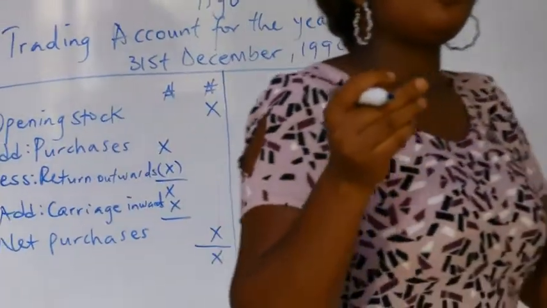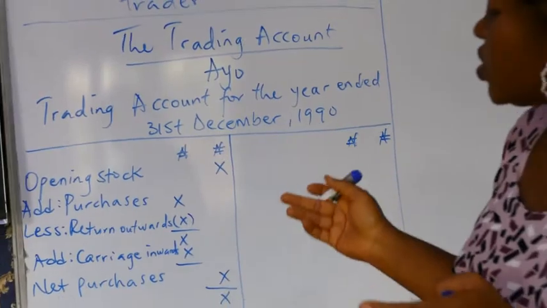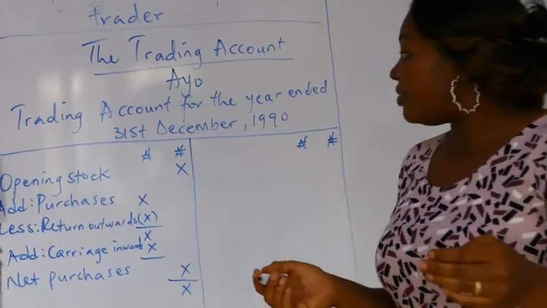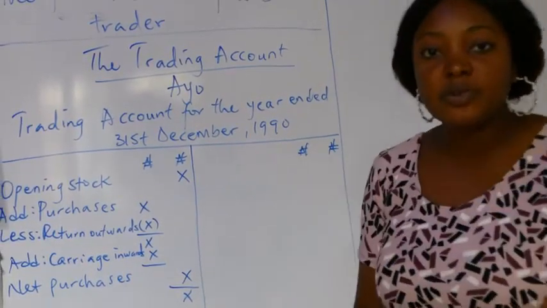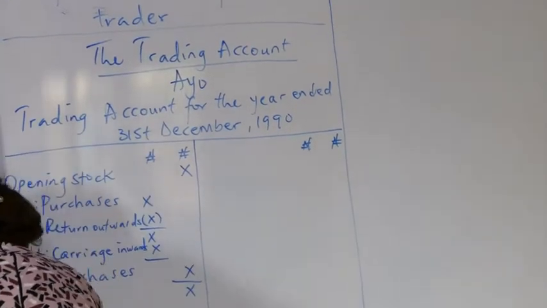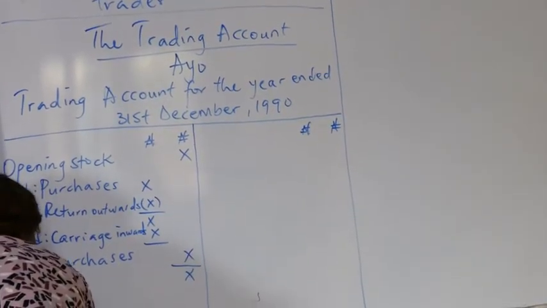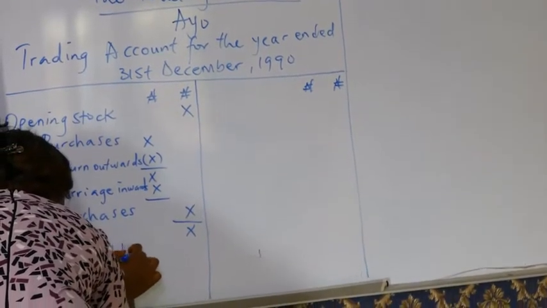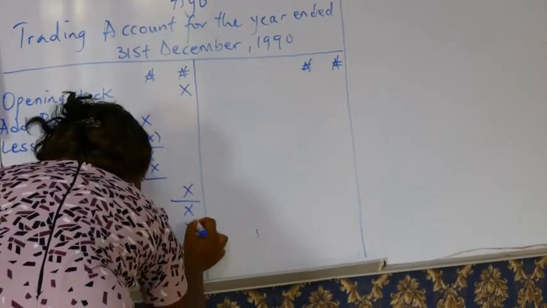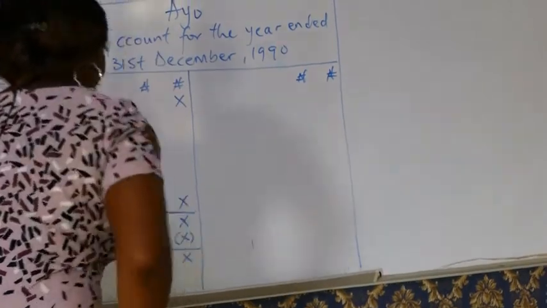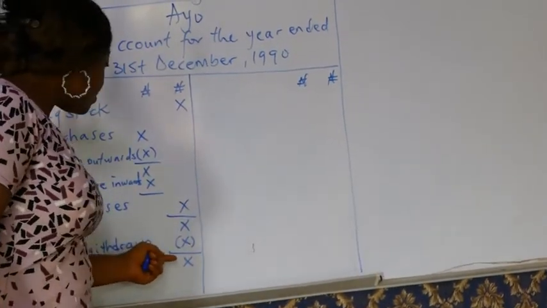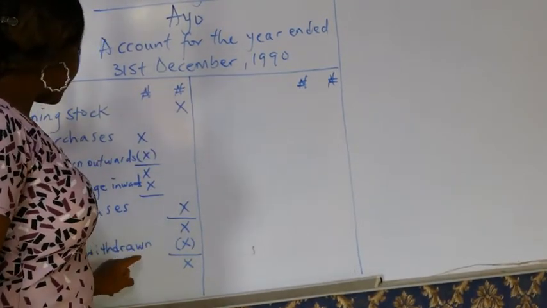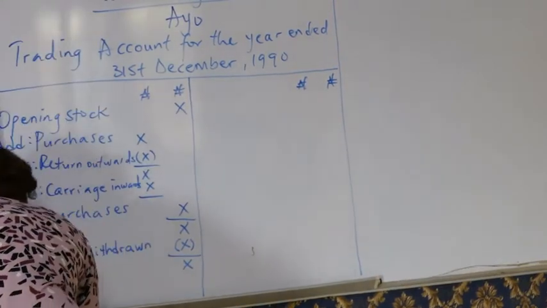And then if the sole trader or the proprietor consumed goods on his own, that's consumed goods from what he has, we have to deduct it from this. Now we have deducted the goods withdrawn from the addition of the opening stock and the purchases, and that gives us cost of goods available for sale.